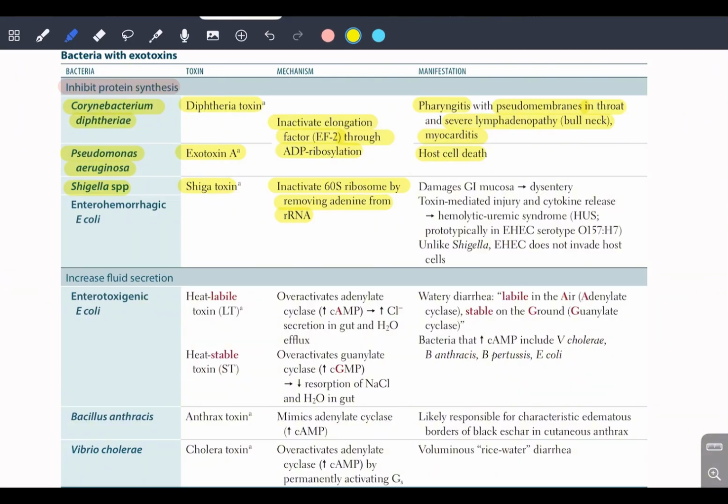What disease does it cause? That is dysentery, as well as enterohemorrhagic E. coli damaging the GI mucosa causing dysentery. Remember dysentery. Toxin mediated injury and cytokine release cause hemolytic uremic syndrome, in short called HUS. This is specifically in enterohemorrhagic E. coli serotype O157:H7. Unlike Shigella, enterohemorrhagic E. coli does not invade the host cell. So just like Shigella, it invades, but EHEC does not invade the host cell. So these are different types of toxins that inhibit protein synthesis.